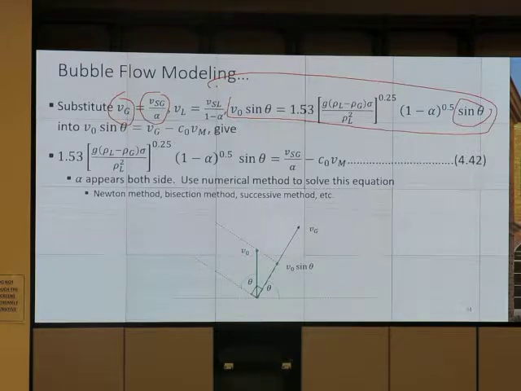Combine everything together, we get this equation. Solve this equation, you see alpha to the power 1.5, alpha something, use secant or whatever method, you get the void fraction. The actual void fraction, not the no-slip void fraction. With the void fraction, then we're done. You can calculate the pressure drop. You can use the bisection method.